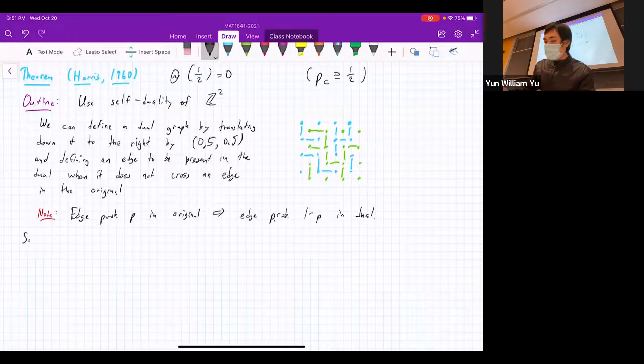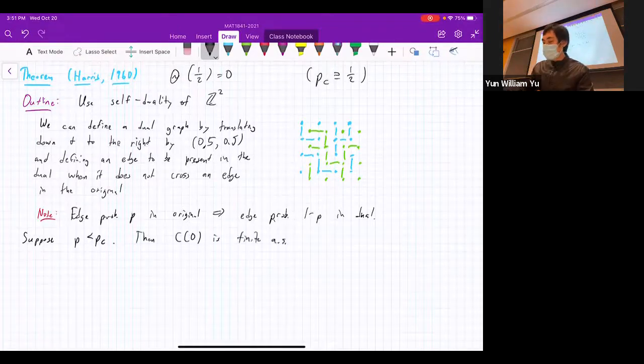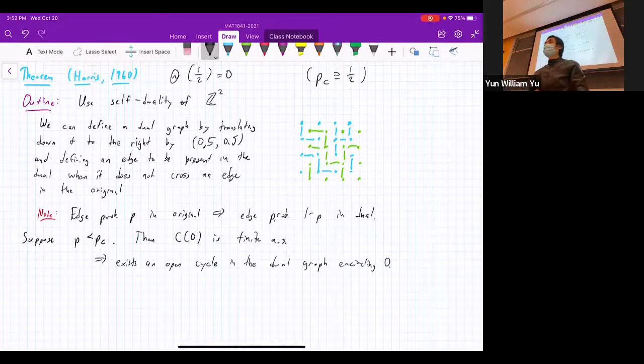Let's suppose that we have some P less than PC. Well, then C of 0 is finite almost surely. But what does that imply? That implies there exists an open cycle in the dual graph encircling 0. Why is that the case? Because the edges in the dual graph exist precisely when they don't cross an edge in the original graph. And so if you have a finite component that the origin is in, you can surround it by a cycle in the dual graph.